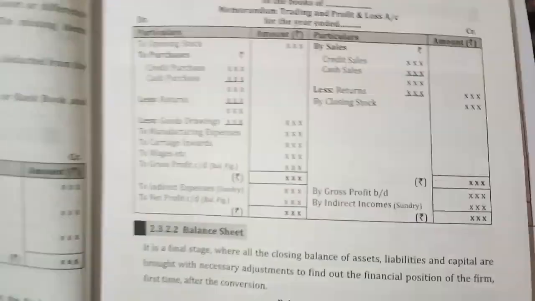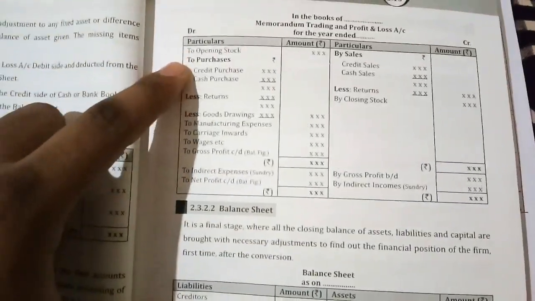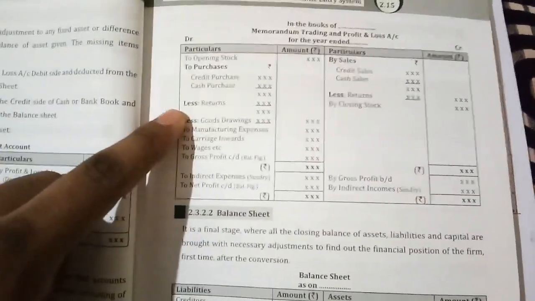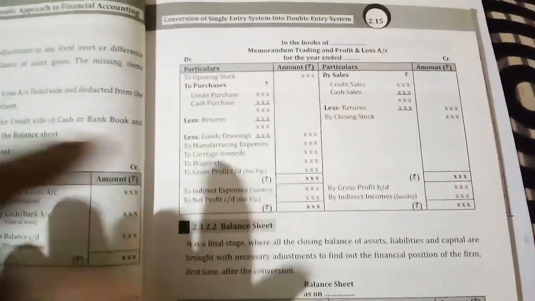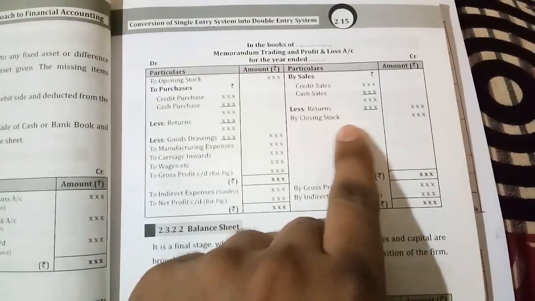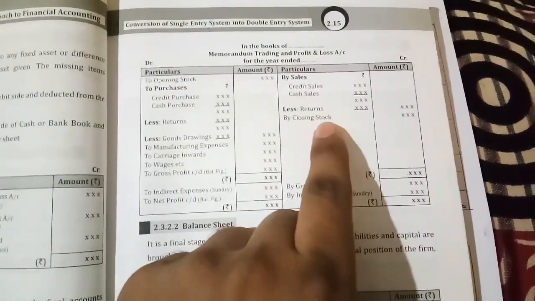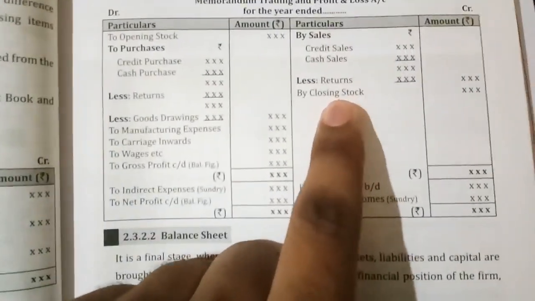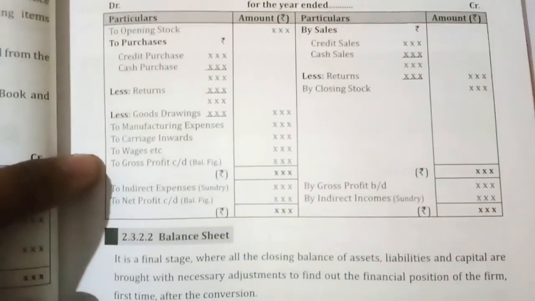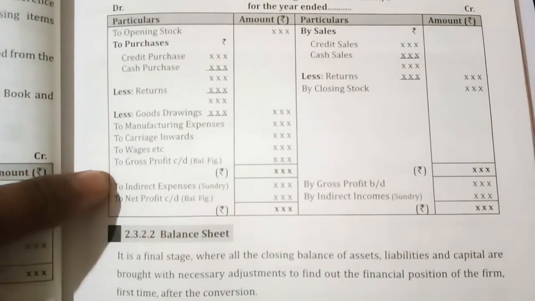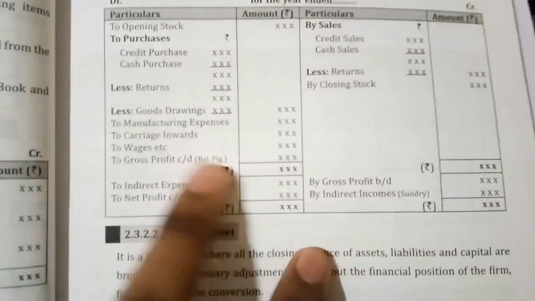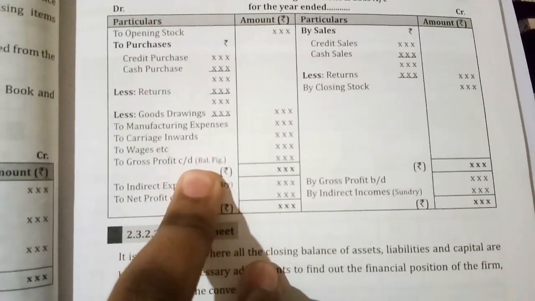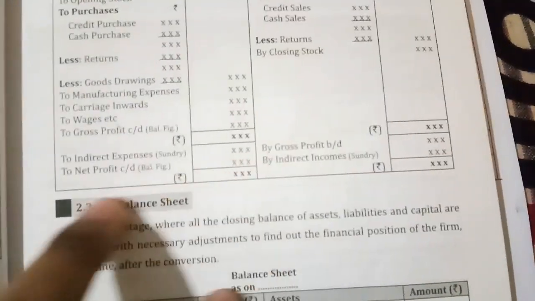See guys, here opening stock, opening purchase, less what the purchase have been written will minus here, and sales returns which have come back will also be here. Then last we'll put closing stock. Carriage inward, wages and manufacturing expenses all will come here. Gross profit will come here, carried down, and here brought down.